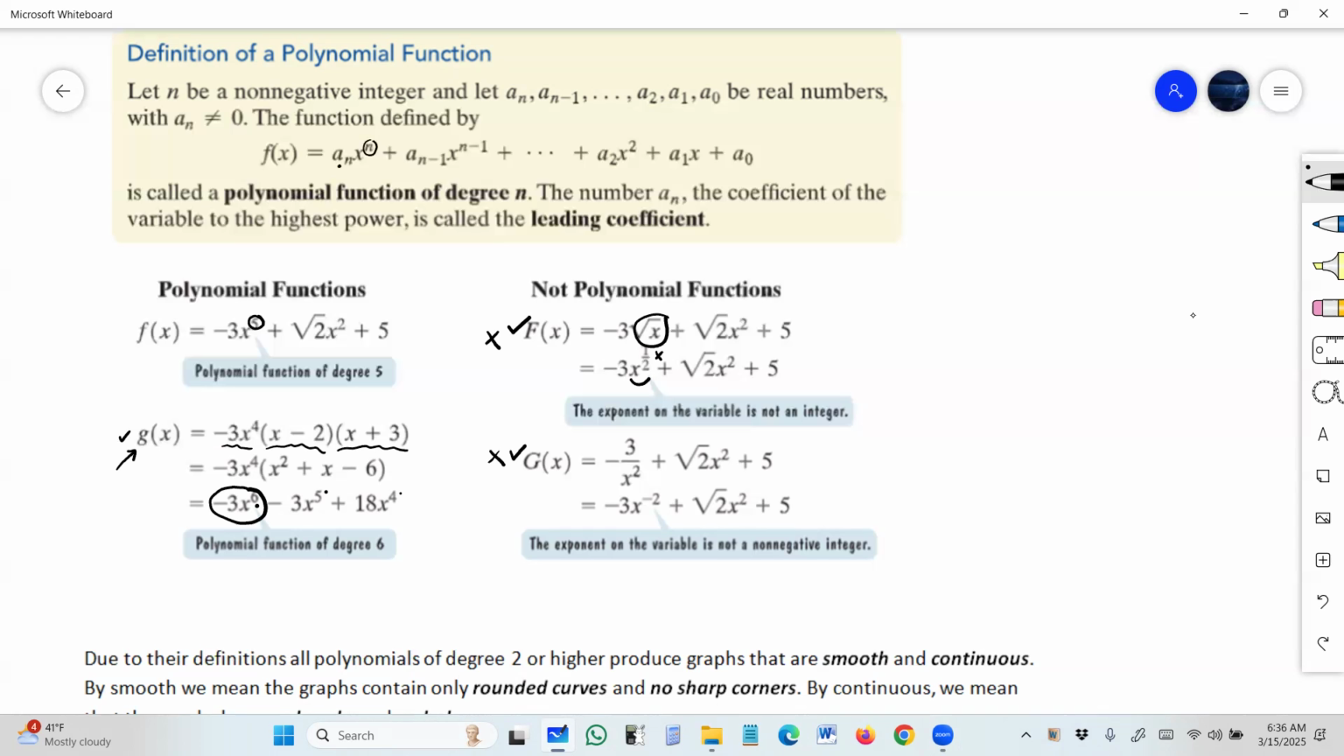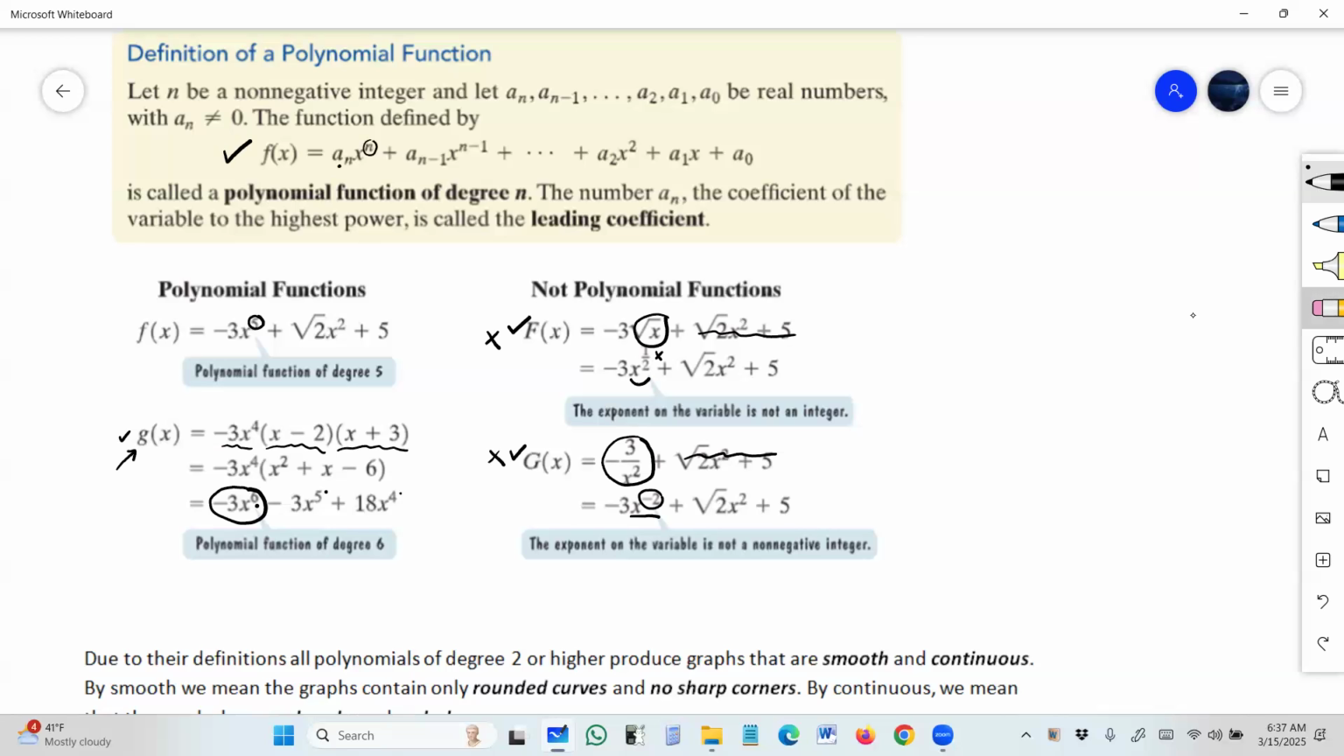And the same thing goes for the second function, capital G. I have minus 3 over x squared. Well, if I turn the denominator into numerator in exponential form, I get x to the minus 2, which is not allowed because exponents must be 0 or greater than 0, but only integers. Right? So this is not allowed. I don't even have to check the other terms, even if they are legitimate. If there is one term that violates this definition right here, we don't consider it a polynomial.